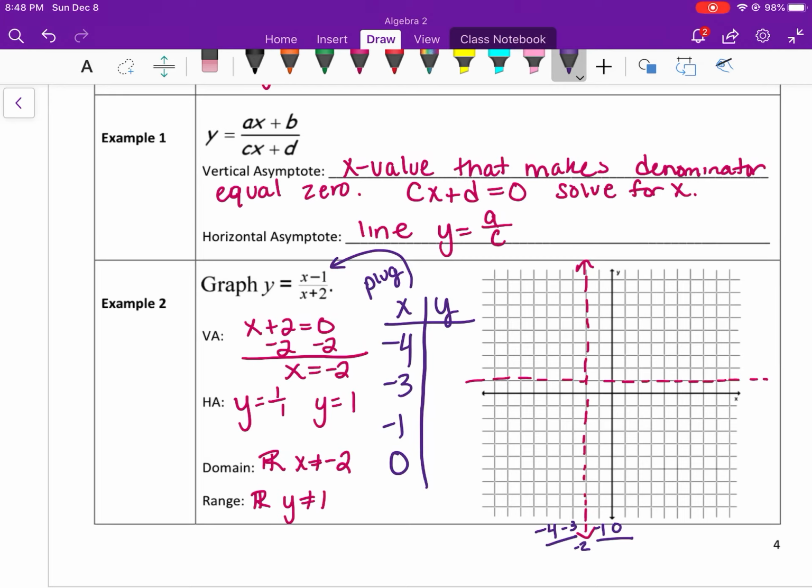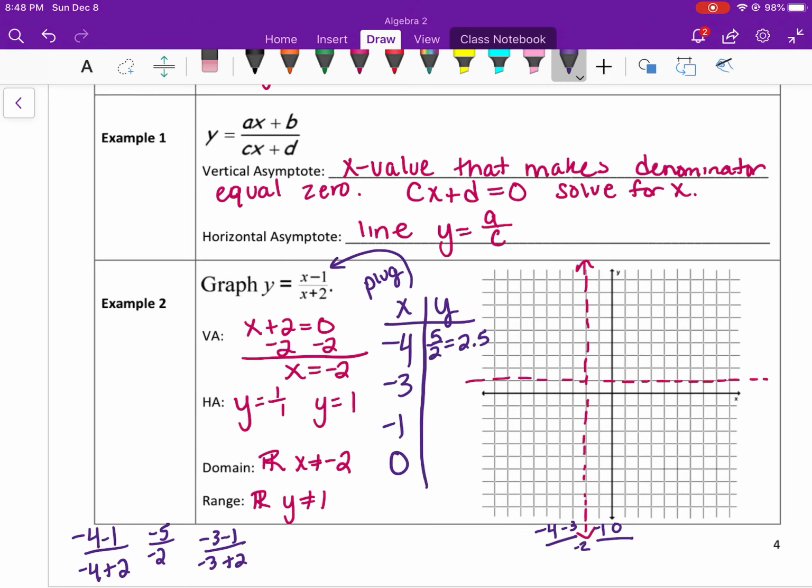So if I plug -4 in, you're going to get -4 minus 1 over -4 plus 2. That'll be -5 over -2, so 5/2, or 2.5, which is maybe easier to graph. Then plugging in -3: -3 minus 1 over -3 plus 2. I always evaluate the numerator and the denominator separately and then divide second.